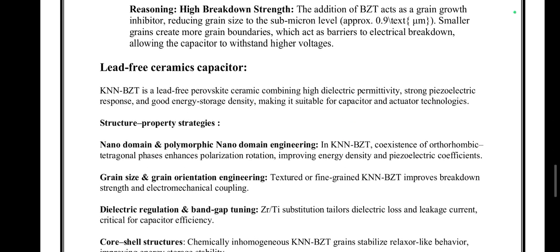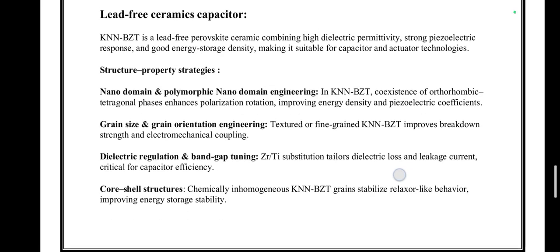Lead-free ceramic capacitors. KNNBCT is a lead-free perovskite ceramic combining high dielectric permittivity, strong piezoelectric response, and good energy storage density, making it suitable for capacitor and actuator technologies.